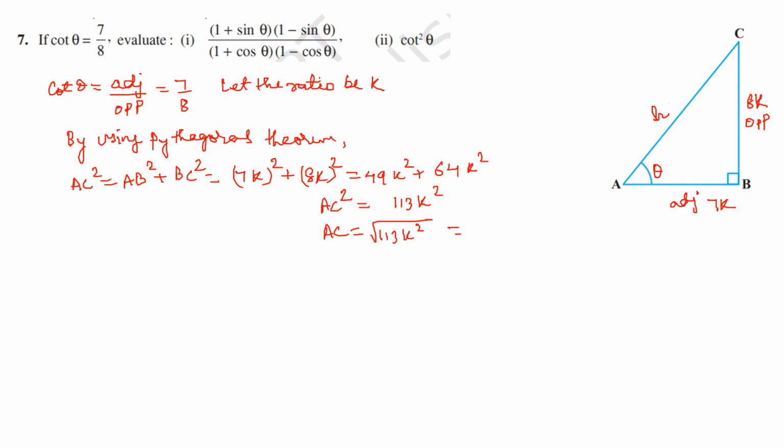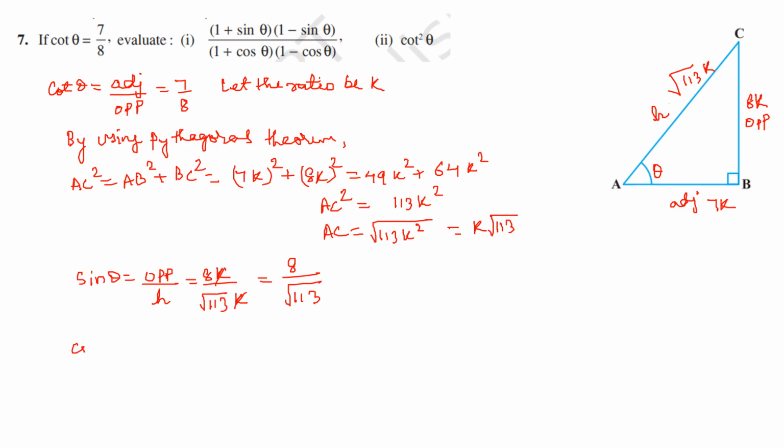Now 113 is not a perfect square number, so I will write it as 113 only. So hypotenuse is root of 113 times K. Now to get the value for first part, you should know sine theta and cos theta value. So sine theta is opposite by hypotenuse. Opposite is 8K, hypotenuse is root of 113K. K cancel, so it is 8 by root of 113.